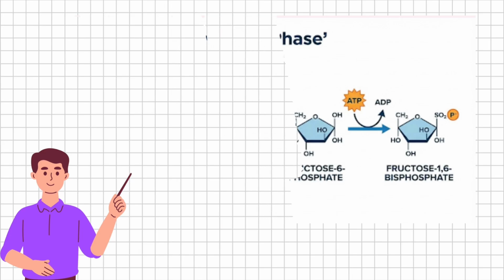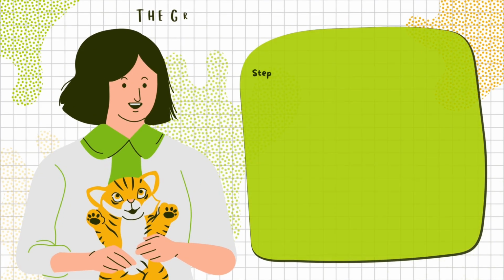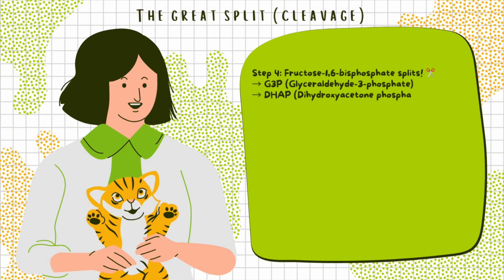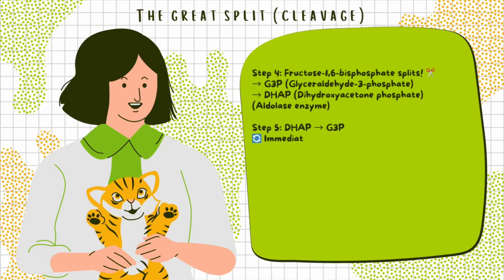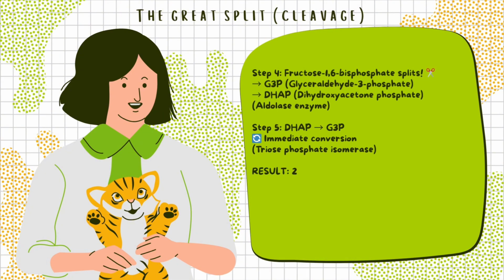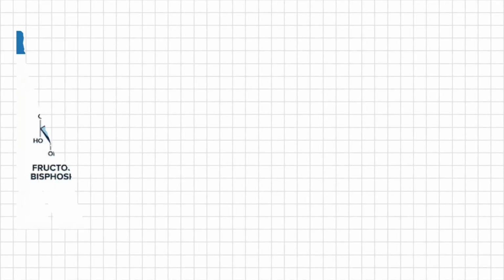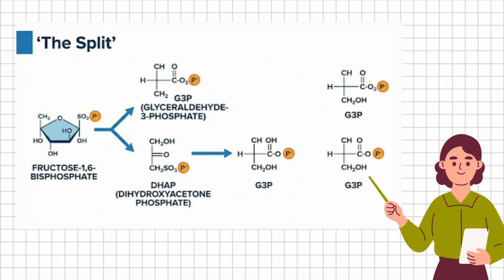Next, we reach step 4, also known as the great split. The enzyme aldolase splits fructose 1,6-bisphosphate into 2 different molecules, G3P and DHAP. In step 5, the enzyme triose phosphate isomerase immediately converts DHAP into G3P. The result is that we now have 2 molecules of G3P. It is important to remember that all following steps happen twice, once for each G3P molecule.